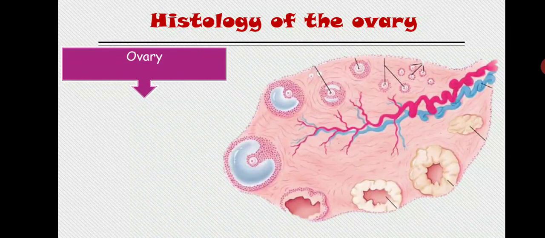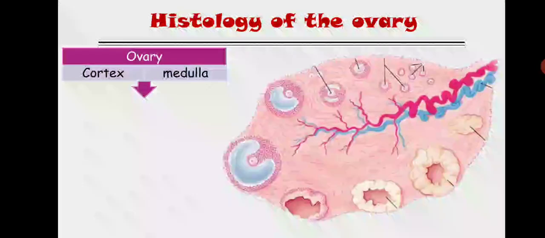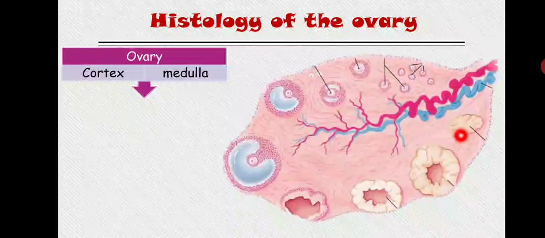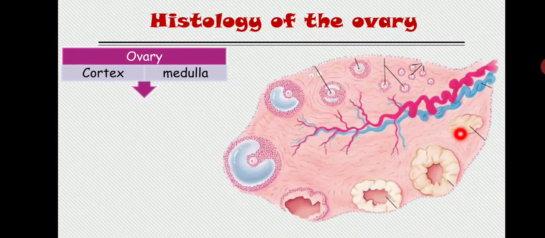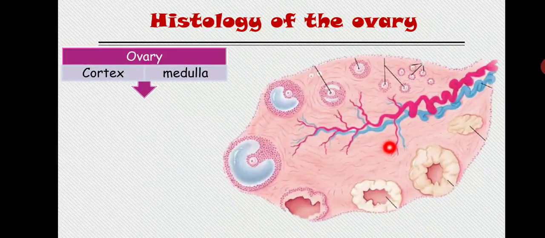Now the ovary has two portions, cortex and medulla. You can see this is the cortex portion, having follicles that develop in different stages, starting from over here: primordial, primary, secondary, pre-antral, antral, Graafian, mature. Then this one is the corpus luteum, corpus albicans, which we will discuss in our next slide. So this one is the cortex of the ovary, this one is the medulla of the ovary.